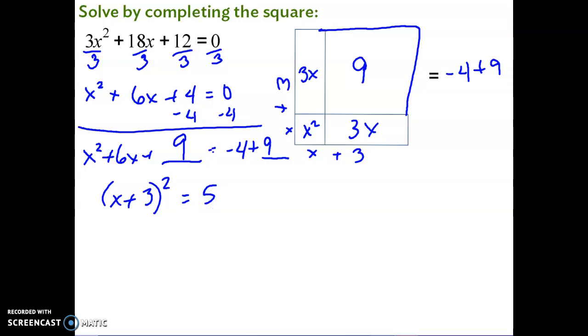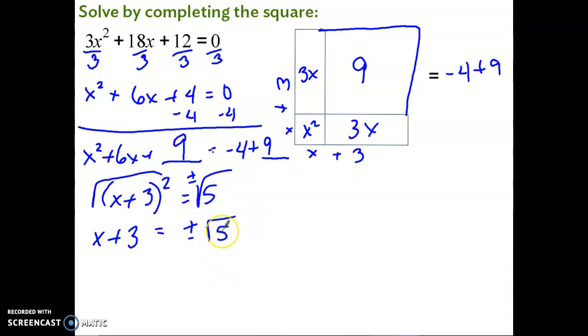Okay, so now I can use the square root method. Now I'm going to take the square root of both sides, remembering to write plus and minus. On the left-hand side, I just get x plus 3. On the right-hand side, plus and minus the square root of 5.